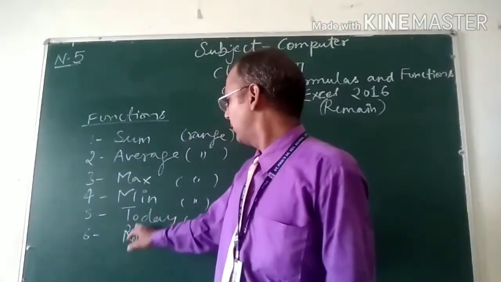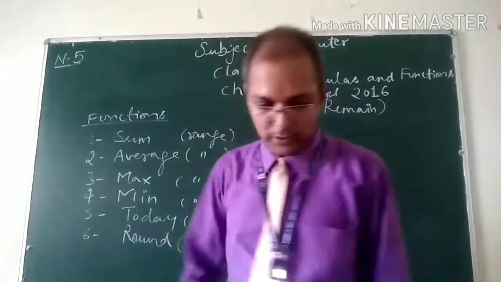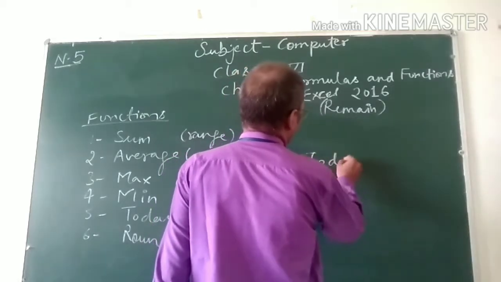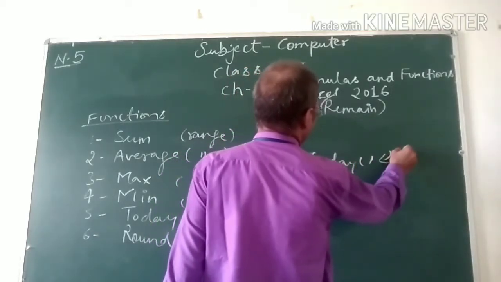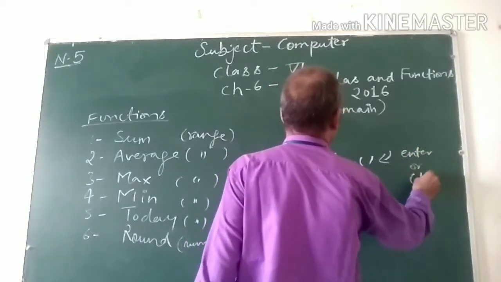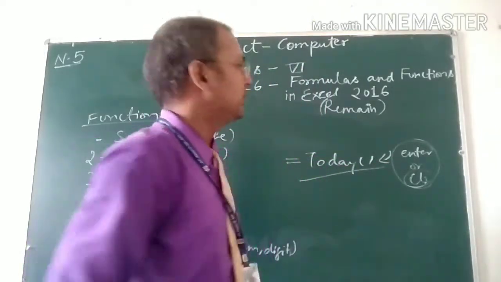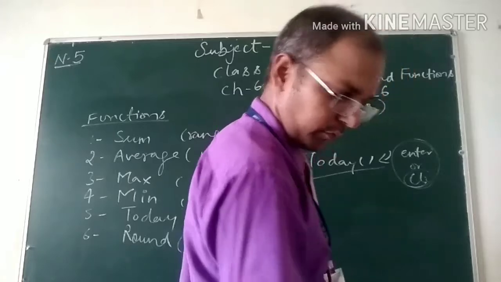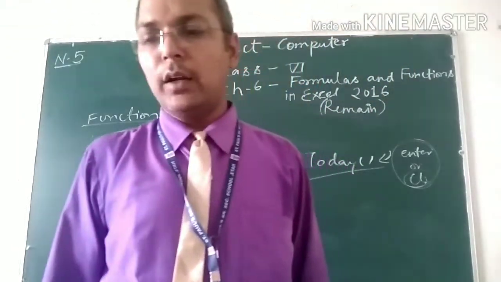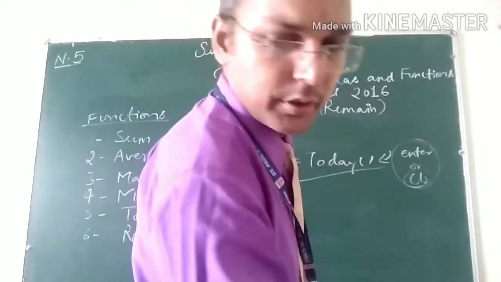Next, today returns the current date. You write equal today, and then click enter, and you find out today's date. Okay. Next, round returns a number rounded to a specific digit.